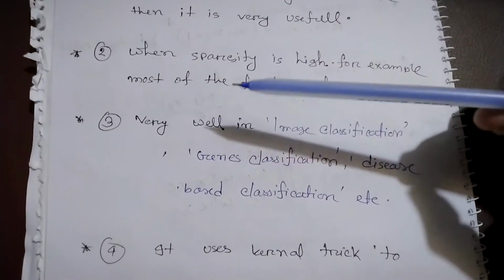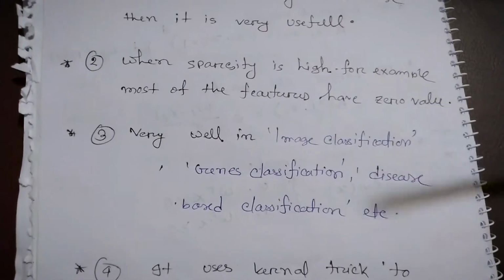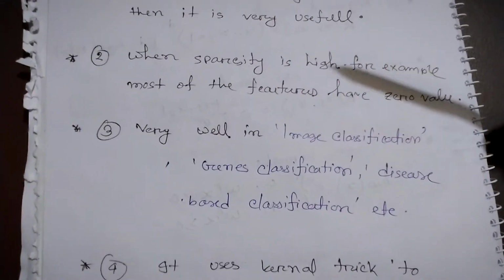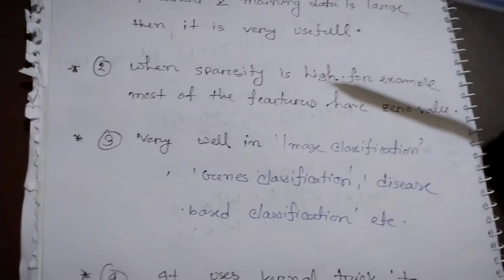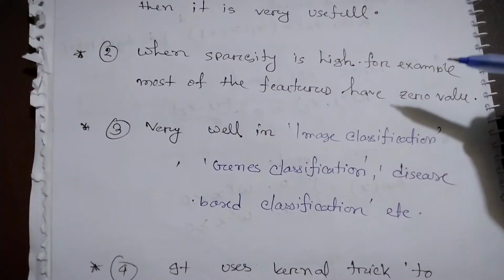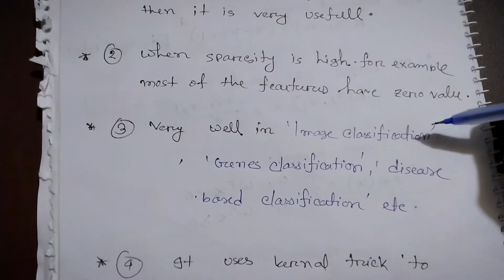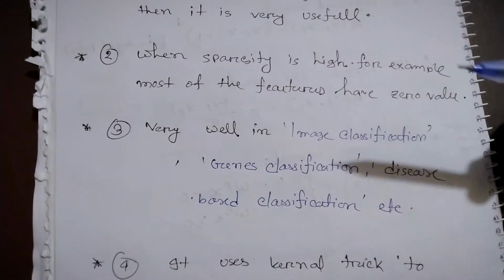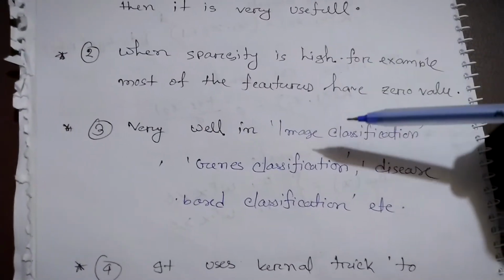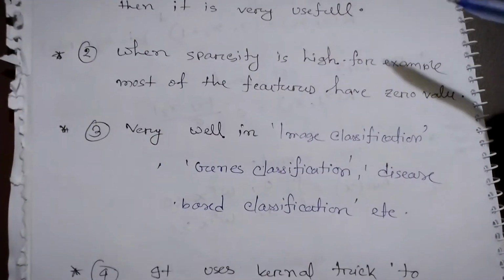And the third one is very important. It works very well in image classification. Suppose you want to do image processing and classification based on your image, you are predicting a disease, human faces or animal faces based on image data, or you are predicting a 3D object based on its 3D image. Then you should use this image classification technique with SVM.